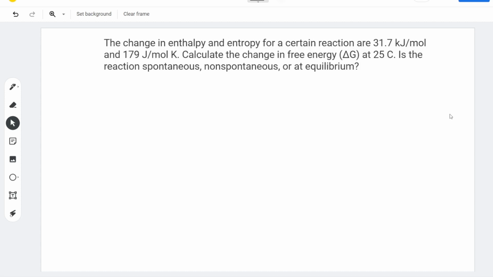The change in enthalpy and entropy for a certain reaction are 31.7 kilojoules per mole and 179 joules per mole Kelvin. Calculate the change in free energy, or delta G, at 25 degrees Celsius. Is the reaction spontaneous, non-spontaneous, or at equilibrium?